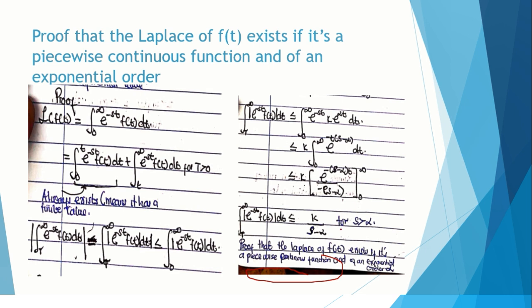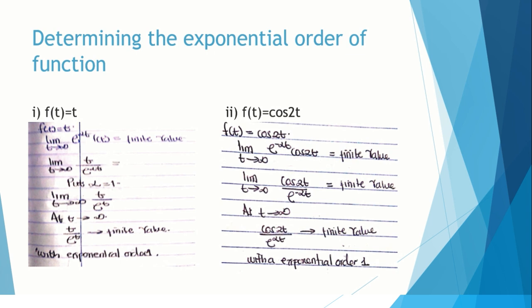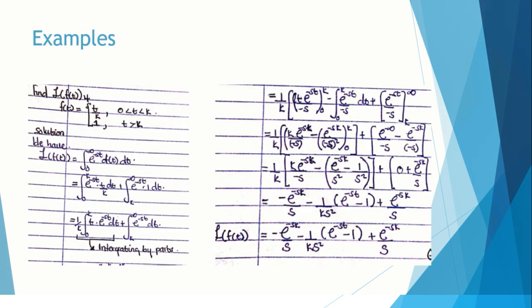Then we go on and see how we determine the exponential order of a function. I've already talked about the condition: when we determine the exponential order of a function, we take the limit as t goes to infinity of e^(-αt) times that function, and it must always give us a finite value. Then you can go on and test for this. When we plug in the function, it has to give us a finite value. Then we go on to the examples.